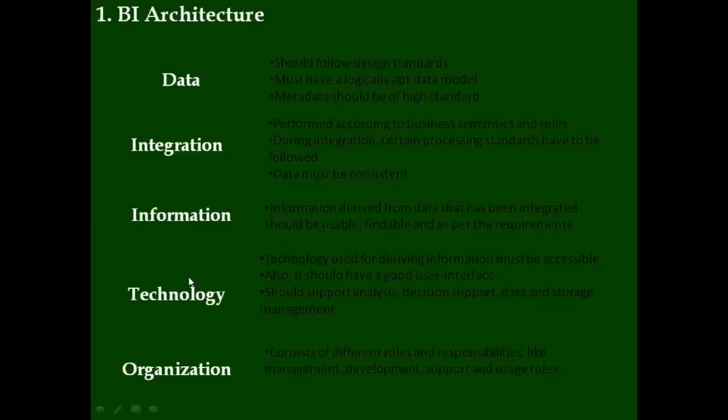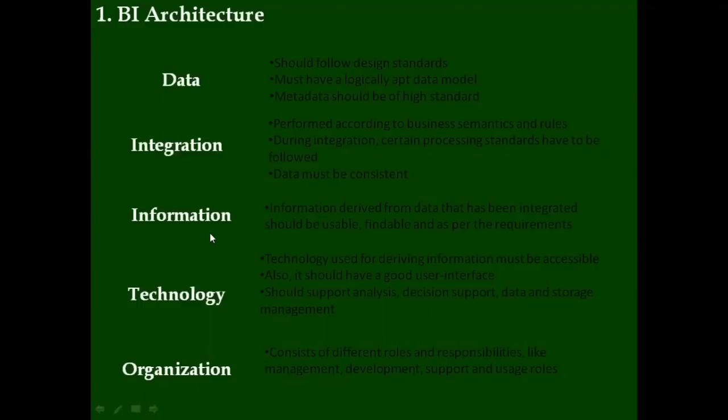It means technology is providing something between the user, the person who is interacting with the BI architecture, and it will give you a good interface to access the information. That information, which has been derived after processing the data and completing the integration operations over the data, should be usable, and it should have the attributes for supporting the analysis, decision support, data and storage management. After performing all these operations over the data, technology is giving us an interface. Technology is just some tools through which we are accessing the information.